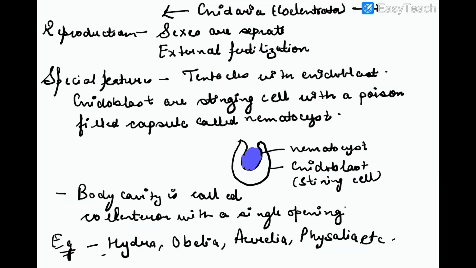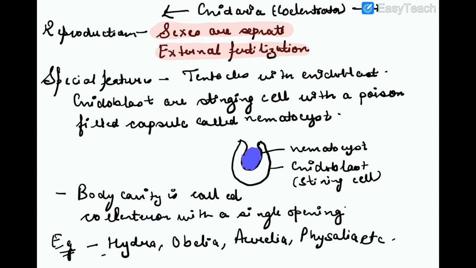Continuing with the reproduction of Cnidaria, sexes are separate, which means they are unisexual. External fertilization is present, which means fusion of male and female gametes occurs outside the body of the female.